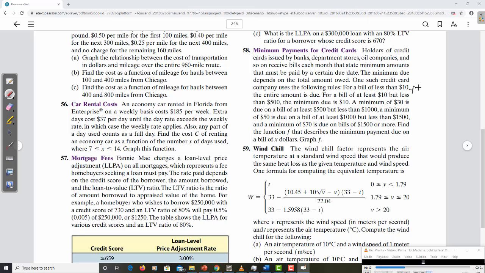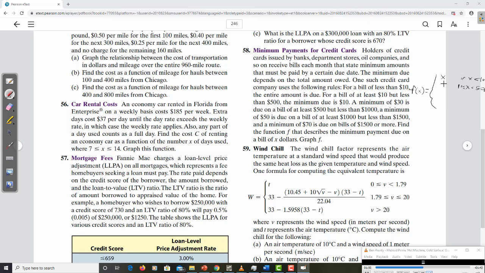Okay, f of x equals... Alright, let's just start with our first x value. So, a bill of less than $10. If x is less than 10, then we're paying the entire bill, so we're just paying x. For a bill of at least 10, so between 10 and, we're including it, but less than 500.